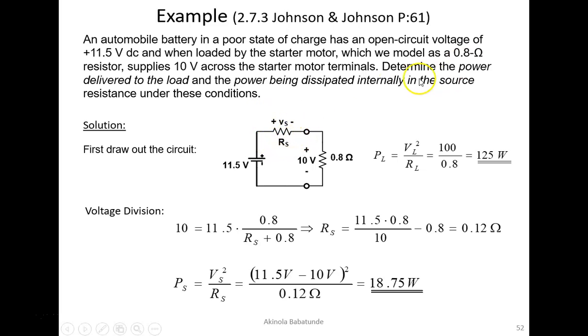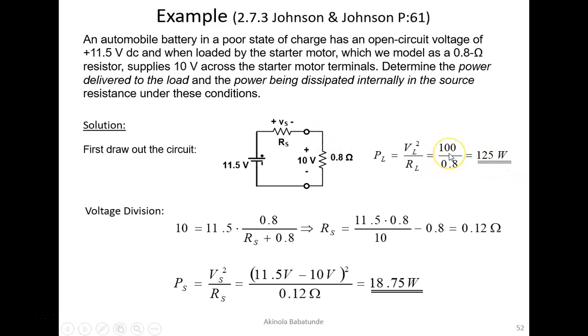The question then says, determine the power delivered to the load, that is PL, and the power being dissipated internally in the source resistance. So you can see we have an internal source resistance here under these conditions. Now the power delivered to the load PL will be equal to VL squared over RL. We have the VL, which is 10 volt, given in the question. So V squared will be 10 squared, that is 100. RL is 0.8, given to us already in the question. That is why we have PL equals 100 divided by 0.8, and that gives us 125.